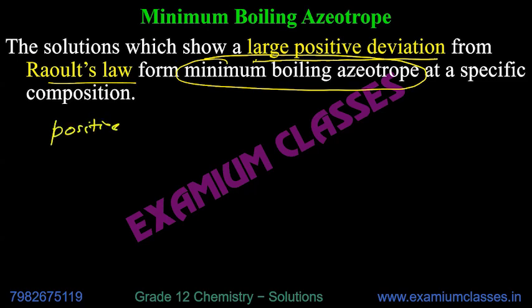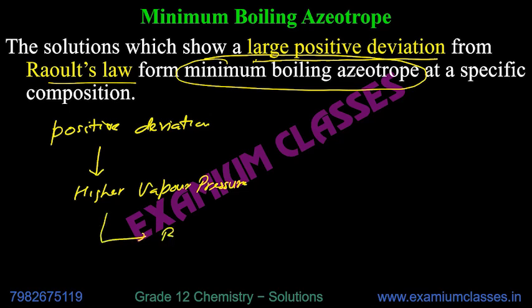Why was there positive deviation? Positive deviation was there because it had higher vapor pressure. That's why we said it has positive deviation. It will have higher vapor pressure if its boiling point is low. Only then, at the same temperature, it will have greater vapor pressure, more vapors. The boiling point of the mixture is low. It is called minimum.